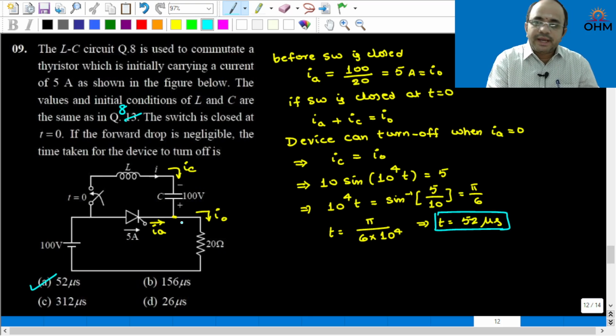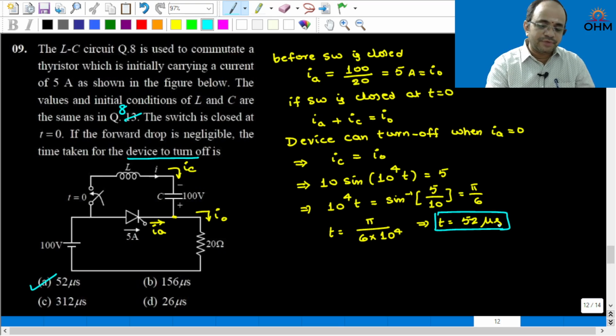In order to turn off the device, we took the help of the LC circuit from the previous question. Now, when we connect that previous LC circuit here, the moment the switch is closed, the KCL equation will be given by IA plus IC is equal to I naught. So now the question is, find the time for the device to turn off. When will the device turn off? Whenever IA is equal to 0. If you make IA equal to 0, then IC is equal to I naught. By equating this equation, you will get T is equal to 52 microseconds.